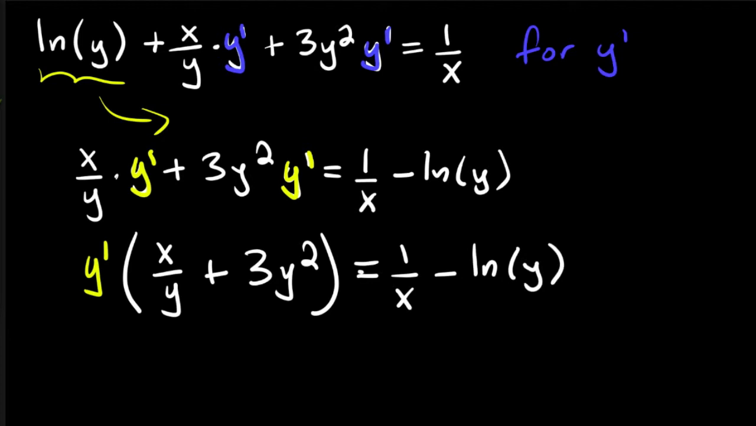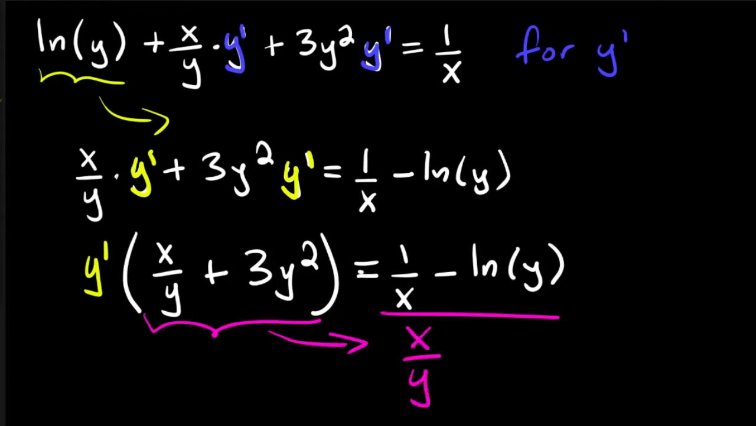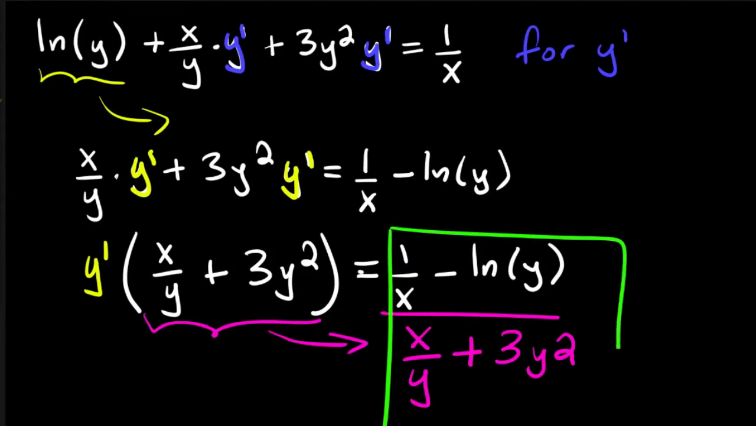And then by dividing both sides by this guy, or just moving it over, we would get this whole thing, 1 over x minus natural log of y, divided by x over y plus 3y squared. And that's it.